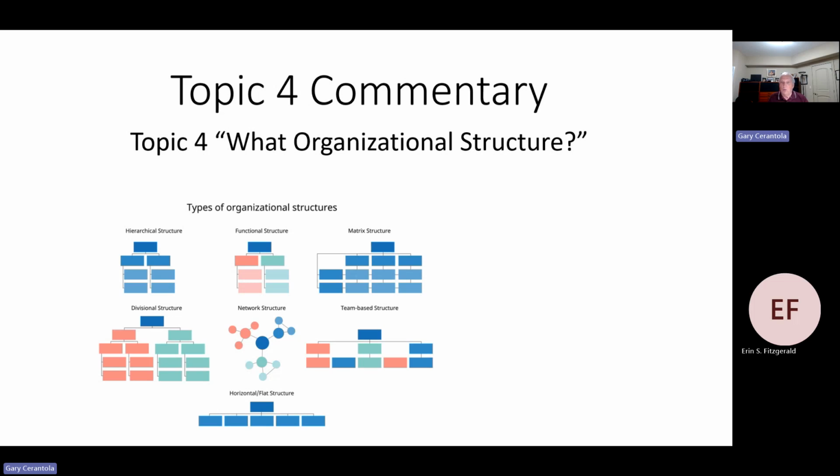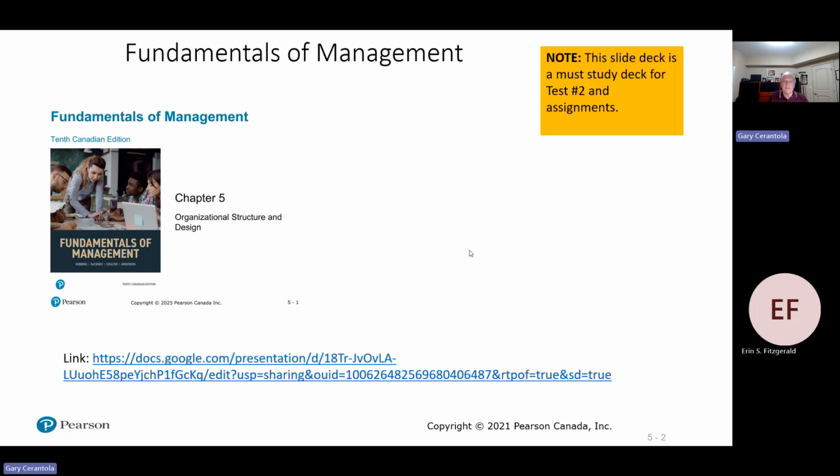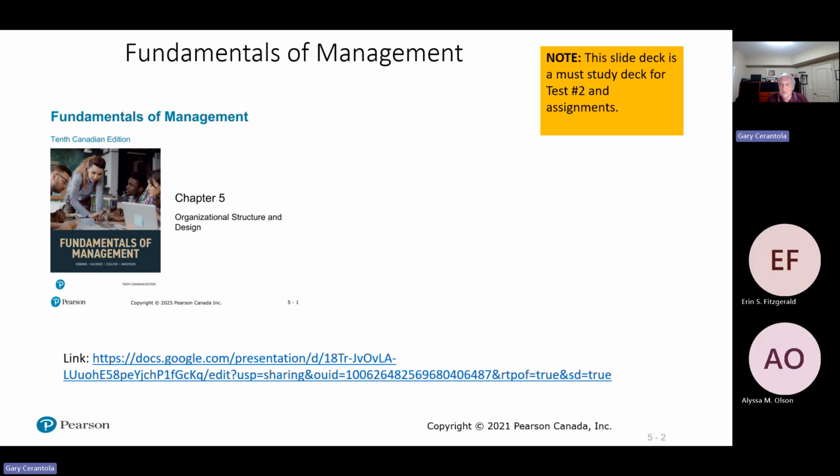Okay, so here's where we're heading. The first thing that I want to put your attention to is Chapter 5 of the e-text pieces. And again, this is the Robbins PowerPoint presentation, and I've asked you to really look at this to be able to do assignment number 2. So you should be familiar with it. But this slide deck is a must-study deck for test number 2 and the assignments. So it really gives you the rich information to be able to do what you need to do and answer the questions.